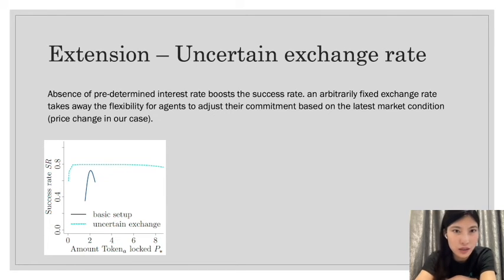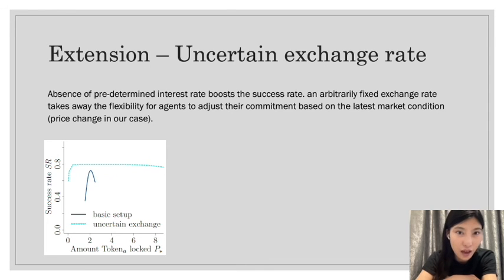A second extension that we look into is to use flexible exchange rate. So in the basic setup, we assume that at T0, the exchange rate, 1 token B against P token A, is decided, and agents cannot deviate from this exchange rate during the game. They can withdraw, but they cannot change the exchange rate. In this extension, we allow the agent to deviate from this exchange rate. This surprisingly enhances the success rate.